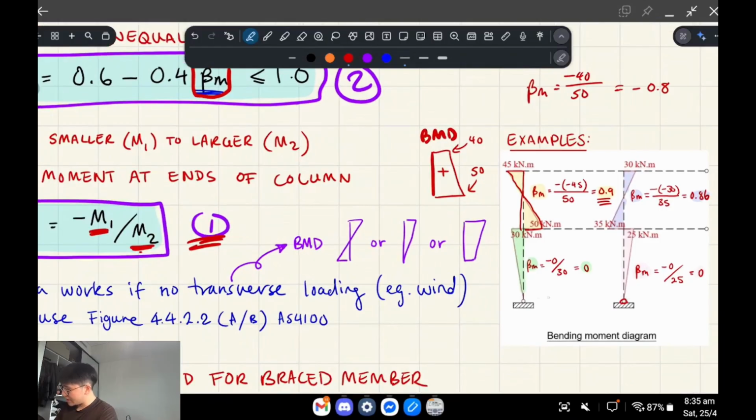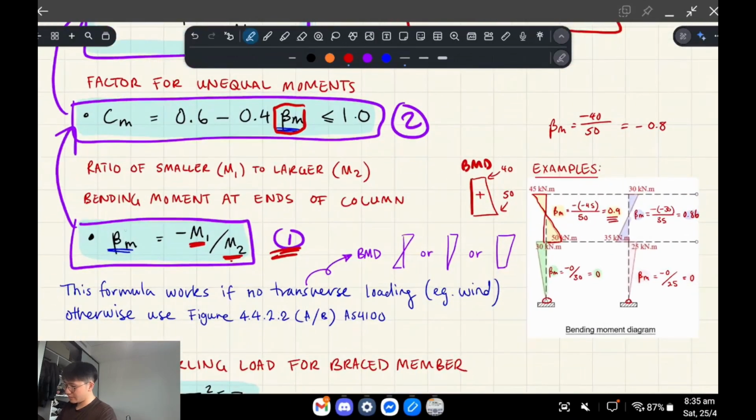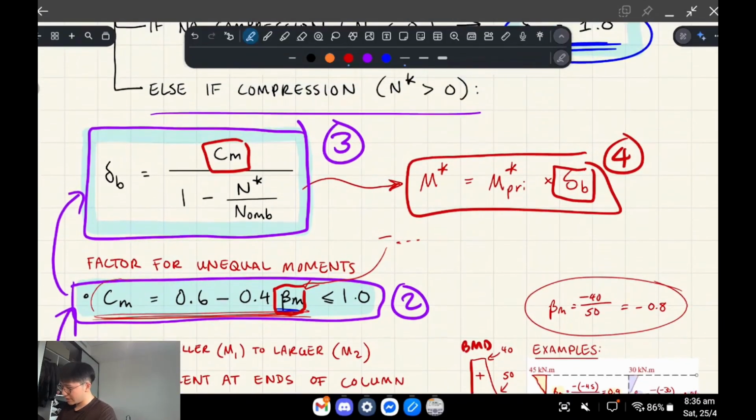If we've got a pin base, for example, it ends up having 0 moment on one of the ratios. You'll have 0 moment on the smaller side, and therefore beta m ends up being 0. So that's how you find beta m. Now using beta m, we put it into this formula, and this number has to stay less than 1, and the reason that's important is because beta m can be negative sometimes. So just keep Cm under 1. Cm goes into delta b, the b standing for braced, so remember this for the brace case.